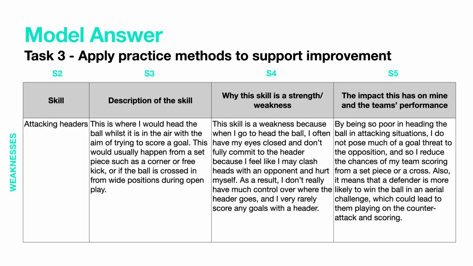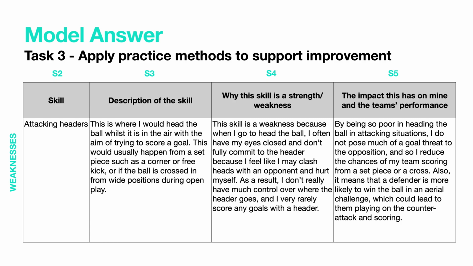Likewise then, I've done the same for one of my weaknesses. So I said attacking headers is one of my weaknesses. So we did, again, description of the skill. So this is where I would head the ball whilst it's in the air with the aim of trying to score a goal. This would usually happen from a set piece, such as a corner or free kick, or if the ball is crossed in from wide positions during open play. So I've given a bit of a scenario there of when I would expect to perform that skill. So I've not just said what it is, I've given a bit of background about when you could expect to actually perform that skill.